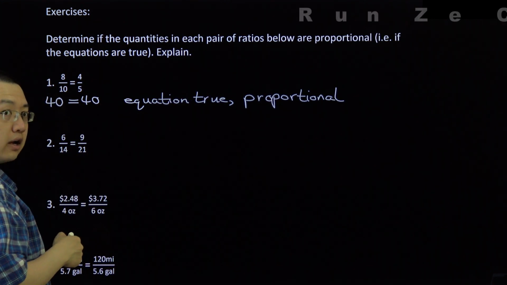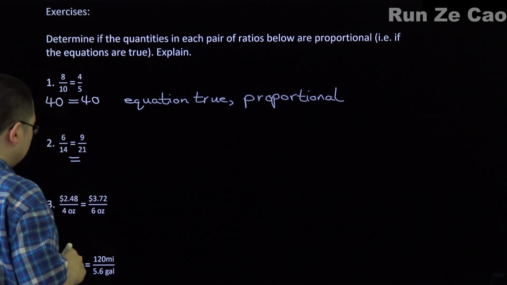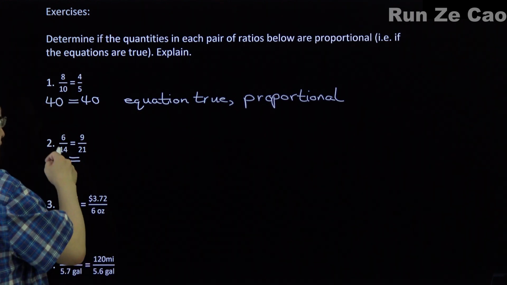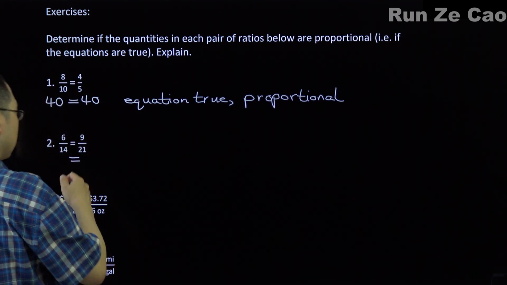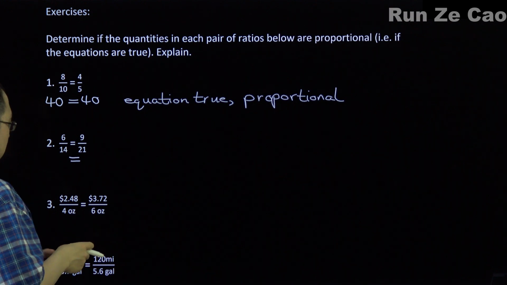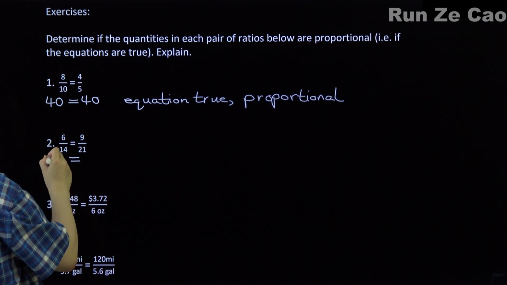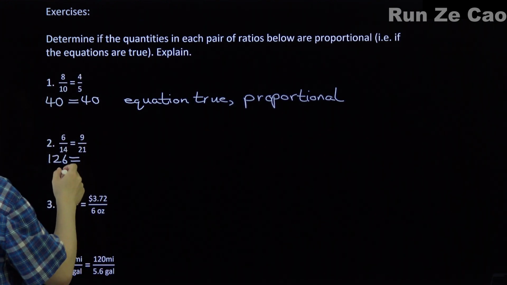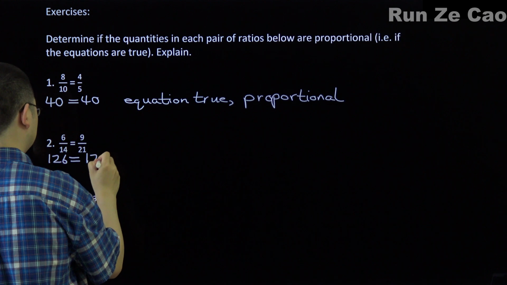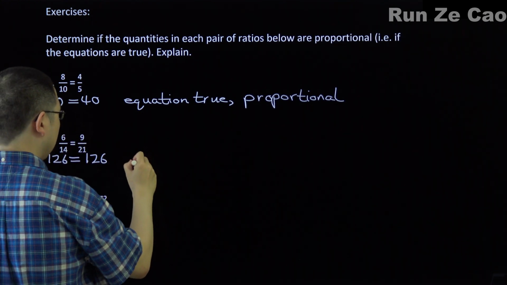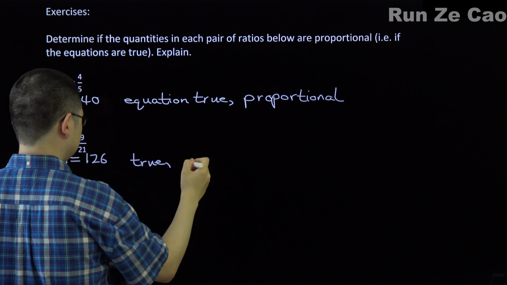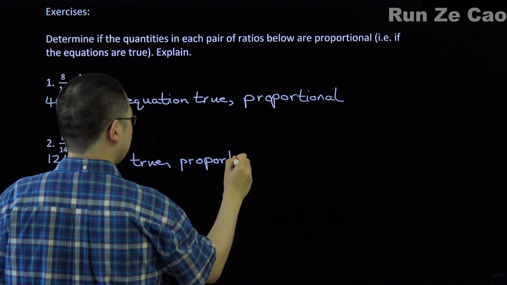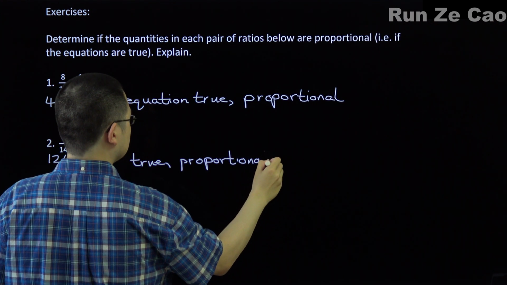6 over 14 and 9 over 21. Well, let's try it out. Yes, we can also see that if we simplify each of them, we end up with the same thing, but here we're doing cross multiplication. So 6 times 21 is going to be 126, is equal to 14 times 9. Well, we have a 90 and then a 36, so 126. True. And therefore, these two ratios are proportional.